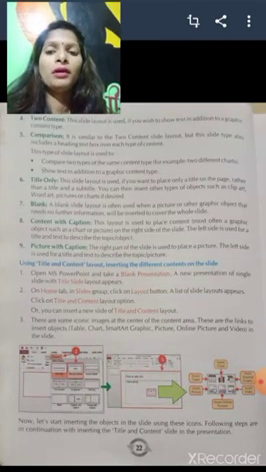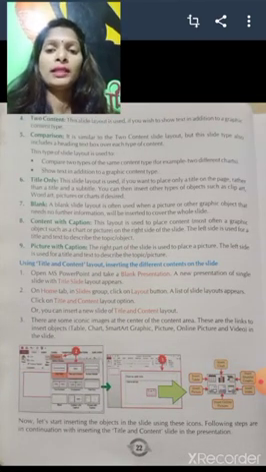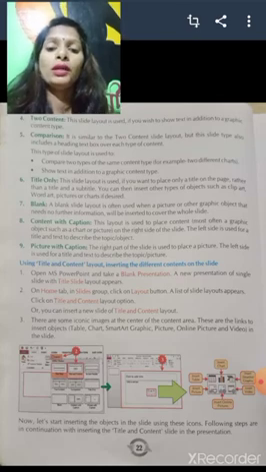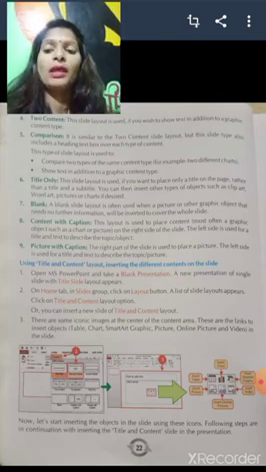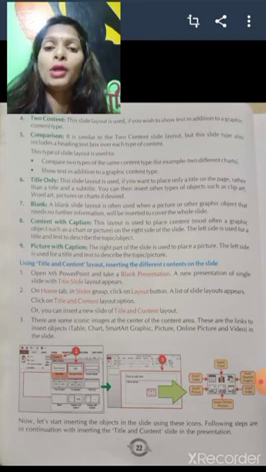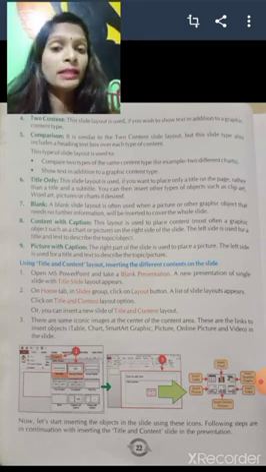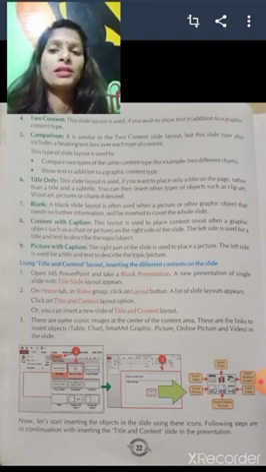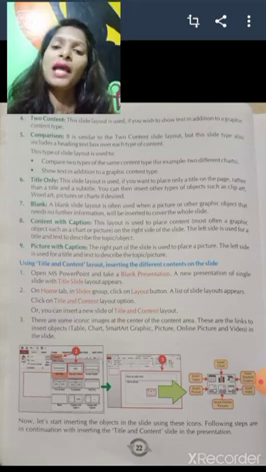Let us move further. The fourth one is two content. This slide layout is used if you wish to show text in addition to a graphic content type. Two content means two sections will come. In one section you will write information, and in another section you will put the picture of that information. Understanding? Now the fifth slide layout is comparison. It is similar to the two content slide layout, but this slide type also includes a heading text box over each type of content, like when we make a comparison table.